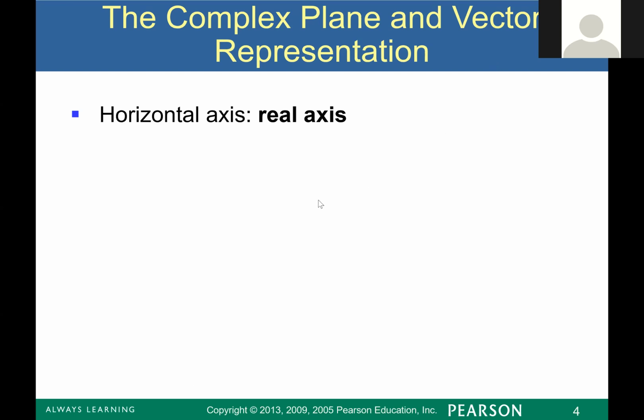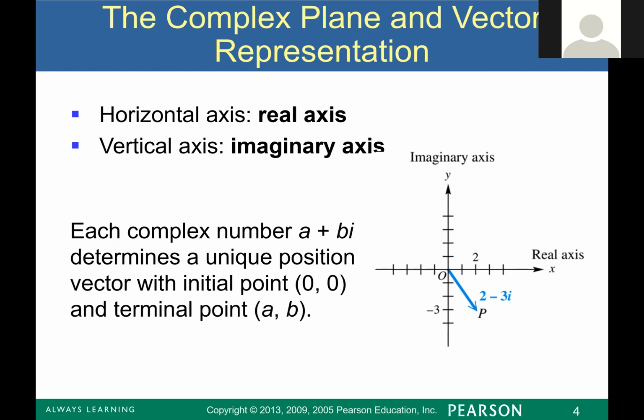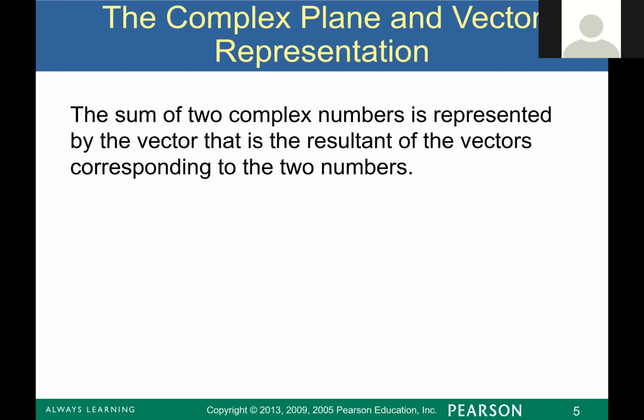All right, so the horizontal axis is the real axis. I had to turn on the recording so I could record for you. The vertical axis is the imaginary axis. So the y-axis is going to be like the i-axis, and the x-axis is the real numbers. So if we wanted to represent the number 2 minus 3i, we would go 2 to the right and down 3. And we can draw that as a vector. So P is the point. So we can represent complex numbers as vectors.